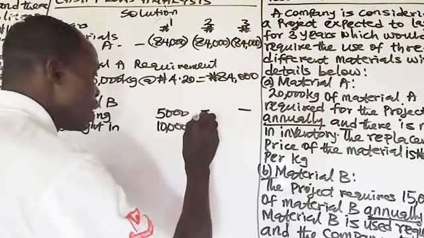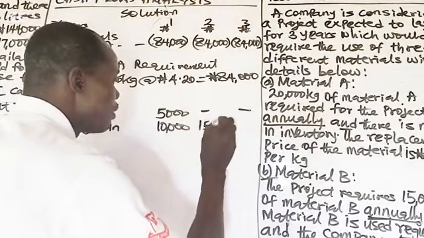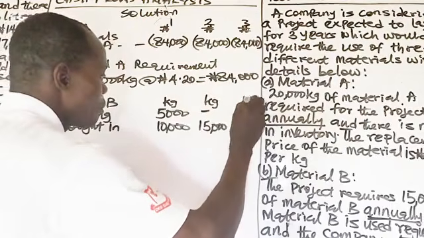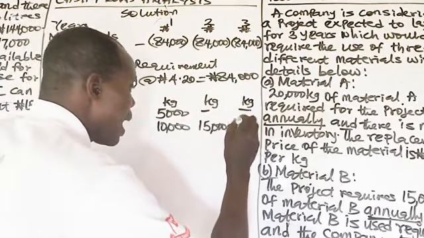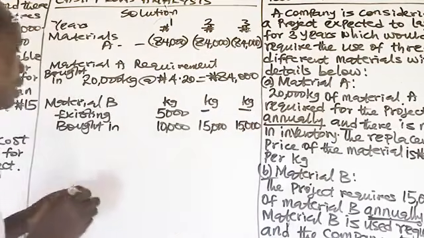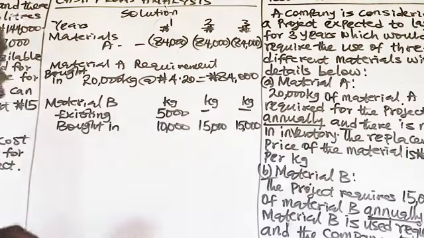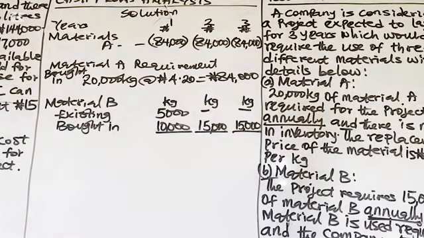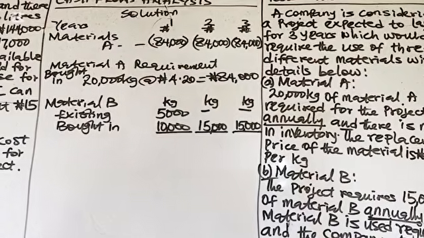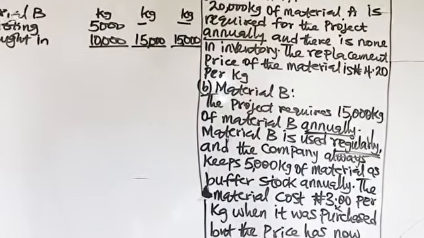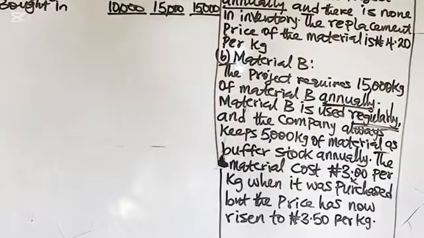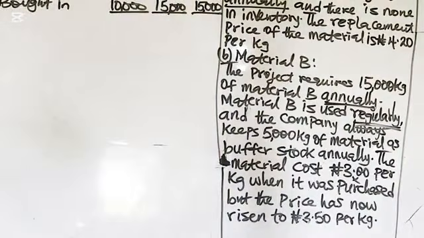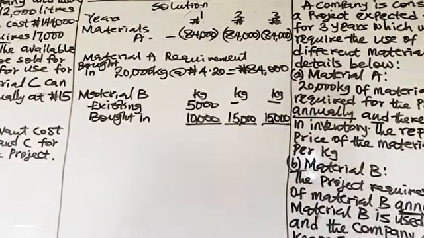But in year 2, none is left in stock. You will buy the whole of the 15,000 kg required. So these are in kg. In year 3 again, none is in stock. You will buy the 15,000 kg required. Now, you have been told that material B is used regularly, and I've told you where it is used regularly, the current replacement price is the relevant cost. So that means the replacement price, which is 3.50 kobo, will be the relevant cost of material B.